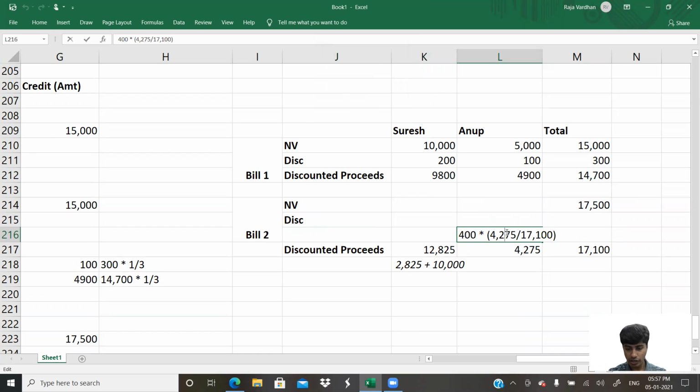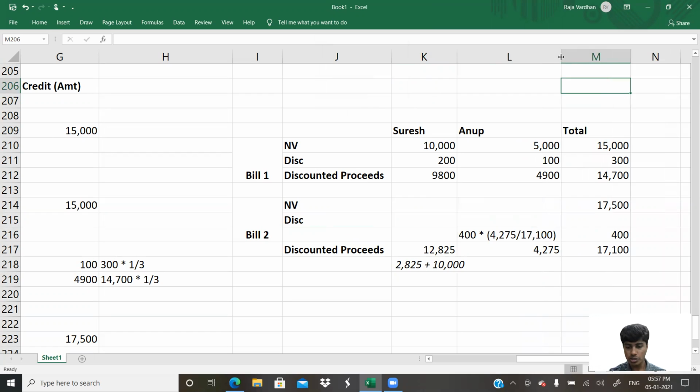So exactly how are we getting it? 400 multiplied by... 400 is to be split in the ratio of 12,825 and 4,275. See, he is getting 4,275 out of 17,100. How much of 400 should he bear?